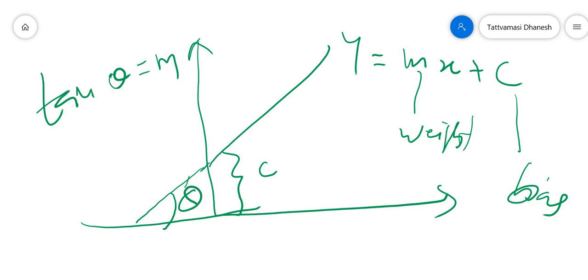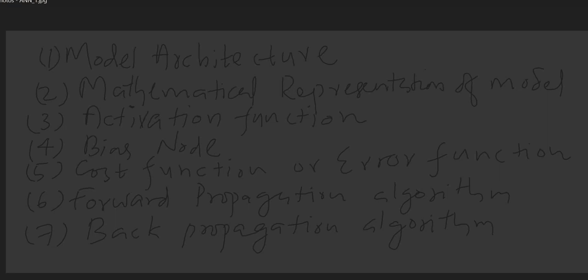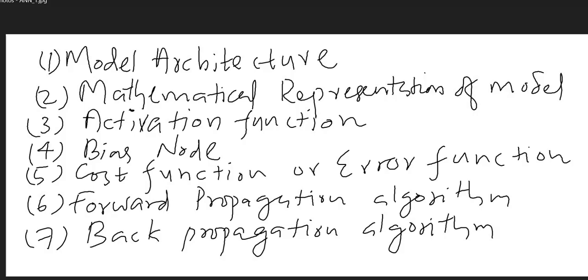So in this video, we have covered what an activation function is for a neural network, different types of activation functions, what the bias node is, and how the weight works. All these four aspects we covered.